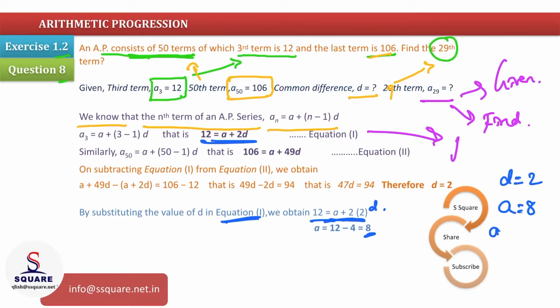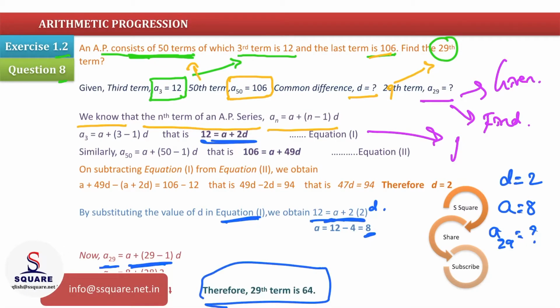Now easily we can find A29. A29 means an is equal to a plus n minus 1 into d. So after substituting the values, A29 is equal to a plus 29 minus 1 into d, and the answer is 64. Therefore, the 29th term is 64.